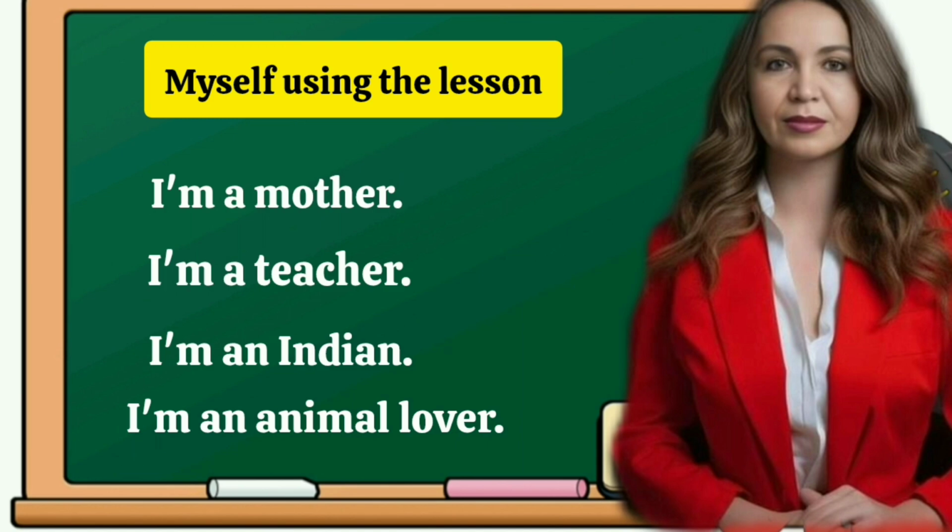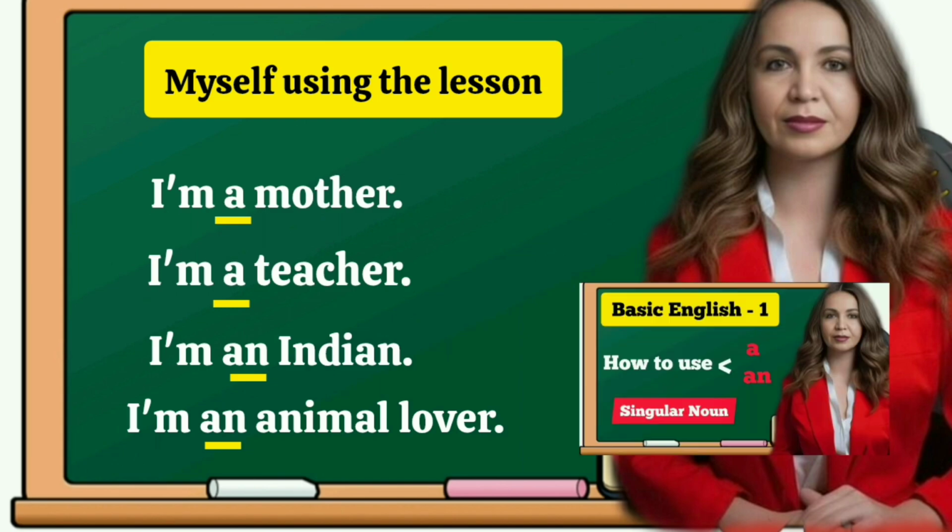You must have noticed that in front of some words I used a because it's singular, and in some other words I used an. If you have any doubt regarding this, I have already made a video on when we use a and when we use an. If you have any doubt or confusion about using a and an before the noun, you can go to the link in the description box and watch the video.